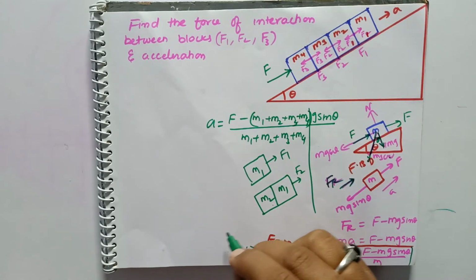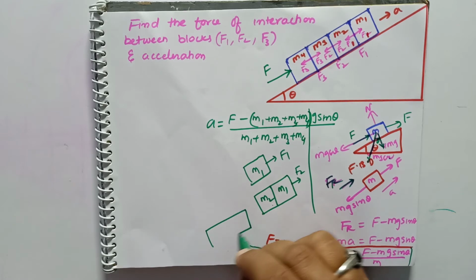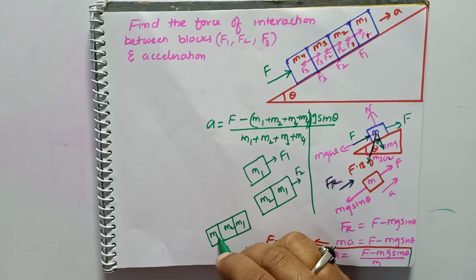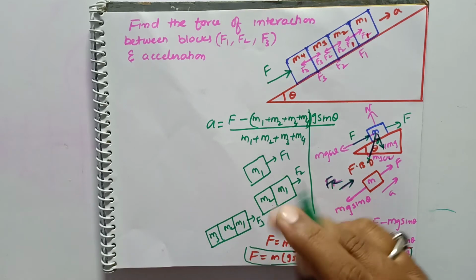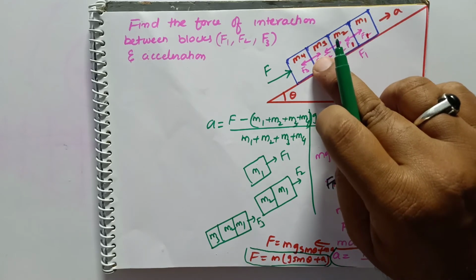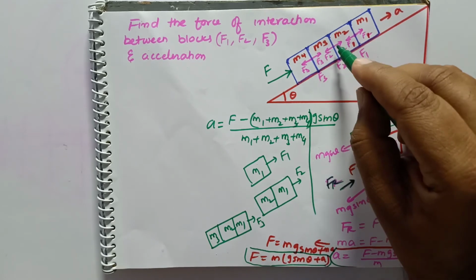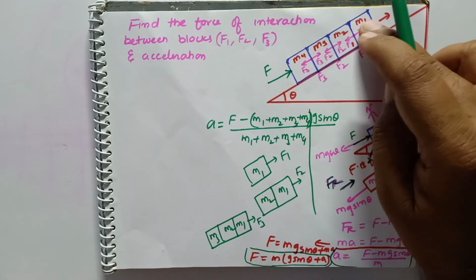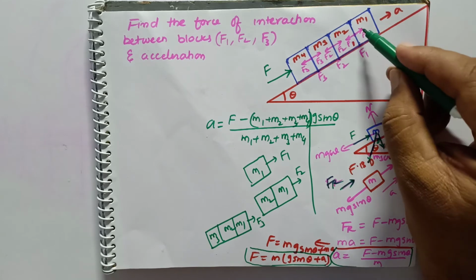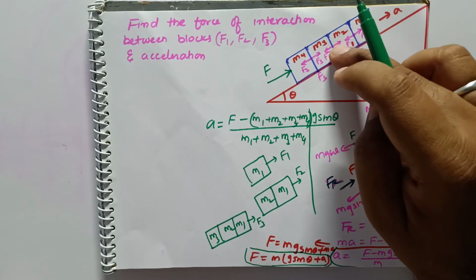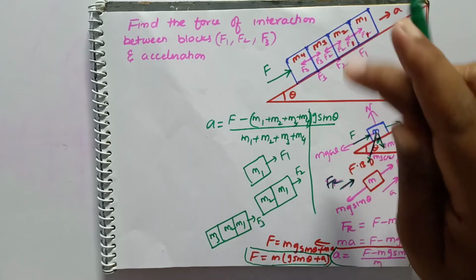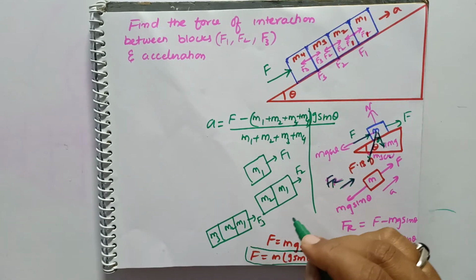Next, if you take f3, on how many blocks is f3 acting? If you observe, on m1, m2 and m3. So f3 is acting on 3 blocks here. Why? Because apart from f3, on the right side, in this direction there are 3 blocks, 1, 2 and 3. On all these 3 blocks f3 is acting. f1 is acting on only 1 block, f2 is acting on 2 blocks, f3 is acting on these 3 blocks. So therefore f1, f2 and f3.